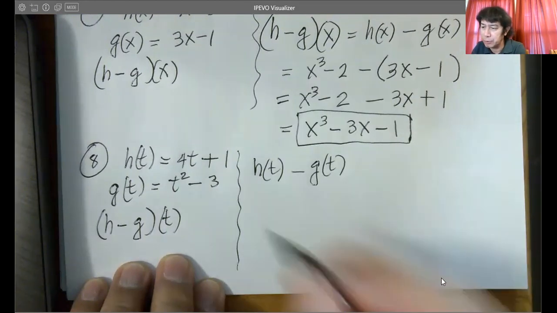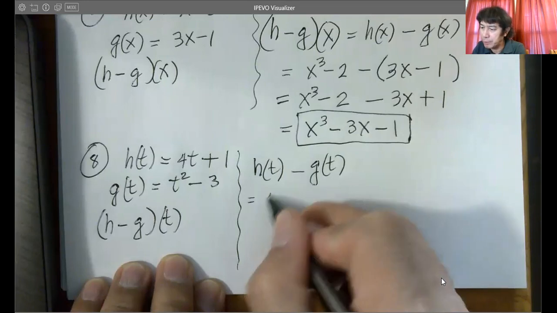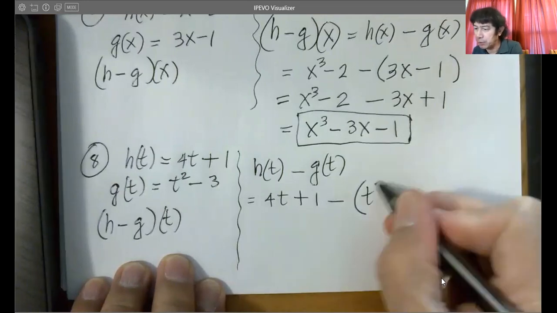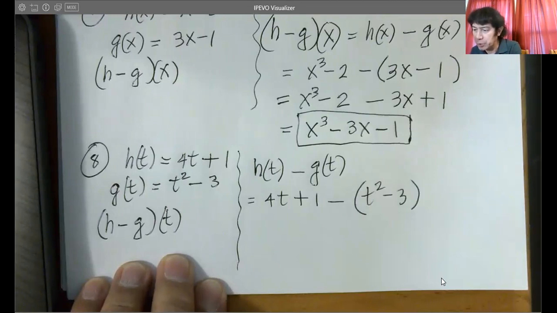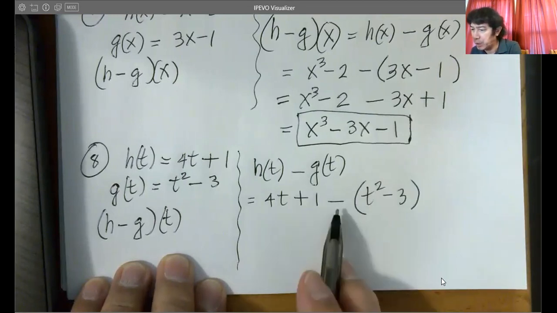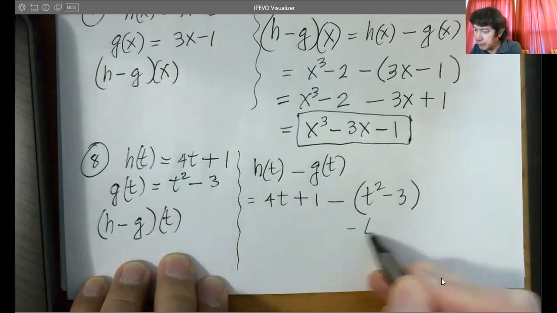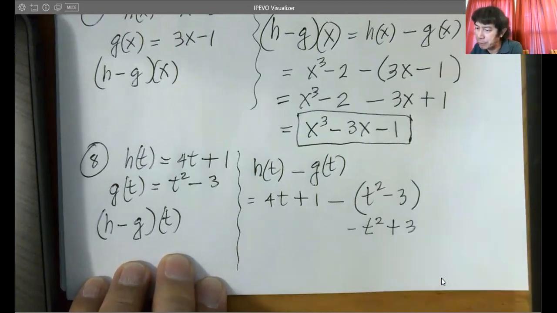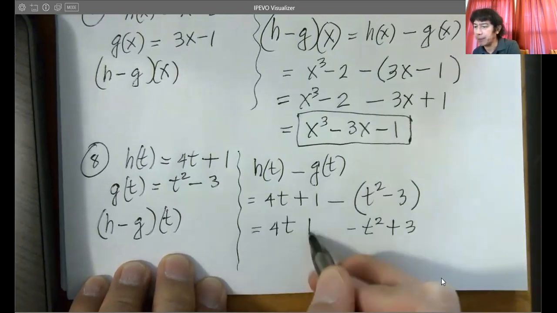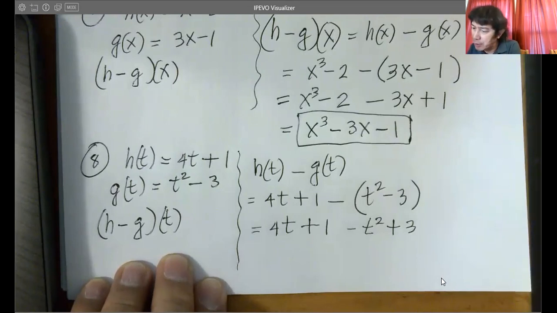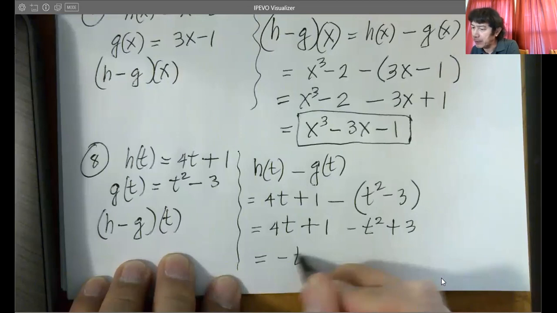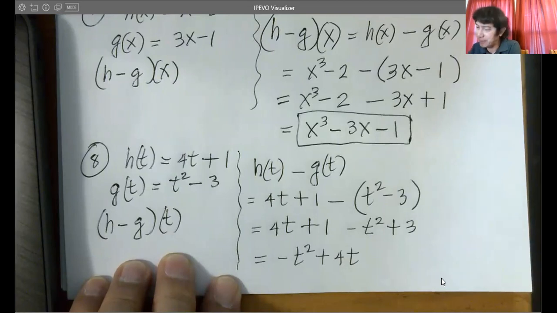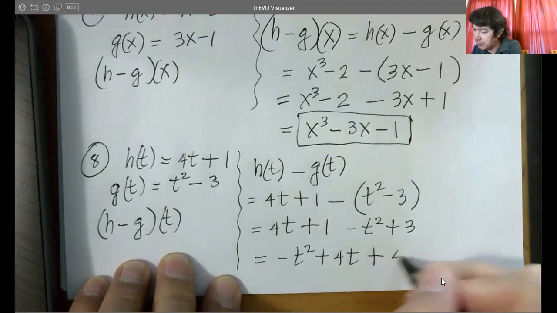And this will just be equal to 4t plus 1 minus, all right, t squared minus 3. That's the equivalent of g of t. Again, it's preceded by a minus, that's subtraction. This will become negative. This will become positive. There. And then we still have in front the 4t plus 1. Okay, combining like terms, we can only have a negative t squared, and then the 4t, and the 1 and the 3 gives 4. And we have the final answer there.